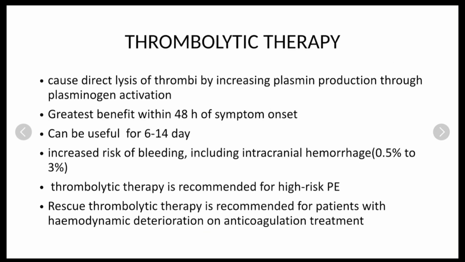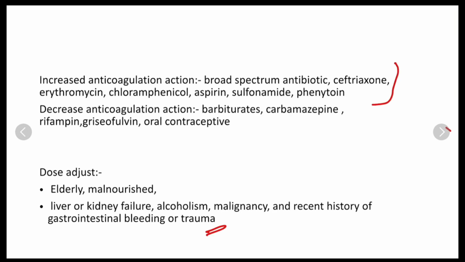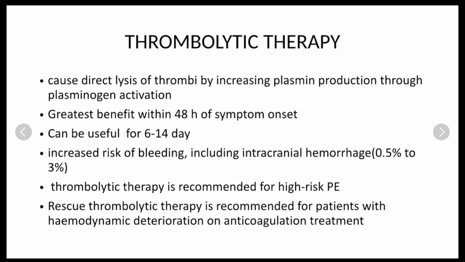Then comes thrombolytic therapy, very very important. So this vitamin K is available in the form of acetone. Then comes thrombolytic therapy. It causes direct lysis of thrombi by increasing plasmin production through plasminogen activation. Greatest benefit is within 48 hours of symptom onset, and it can be useful for 6 to maximum 14 days.